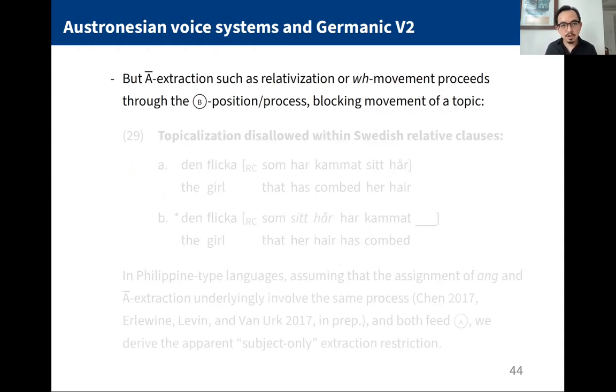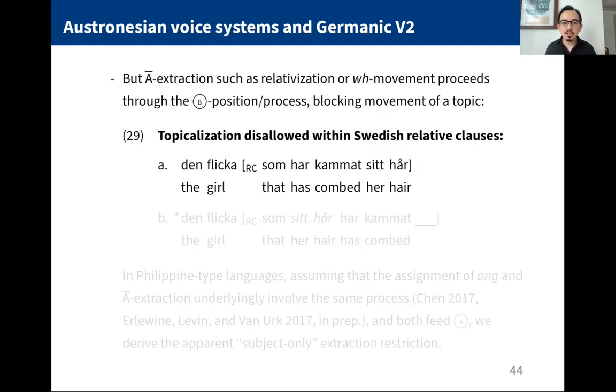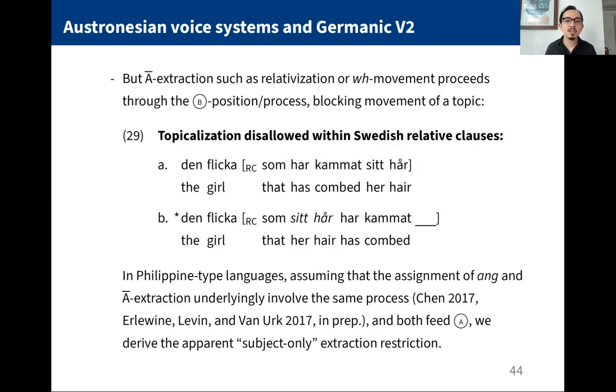Furthermore, we know from Germanic V2 that if you have A-bar extraction, like relativization or WH movement, it also has to proceed through this B process position. For example, inside a relative clause in Swedish, like the girl that has combed her hair, it's not possible to simultaneously move something to the pre-field position, the topic position, inside the relative clause. So thinking about this and now describing Philippine type languages in this way, if we assume that the assignment of ang, that marker, and A-bar extraction underlyingly involve the same type of process, and both feed the extraction marking morphology, then we can derive what was originally explained as the effects of a so-called subject-only extraction restriction, without thinking of the unmarked argument as a subject at all.